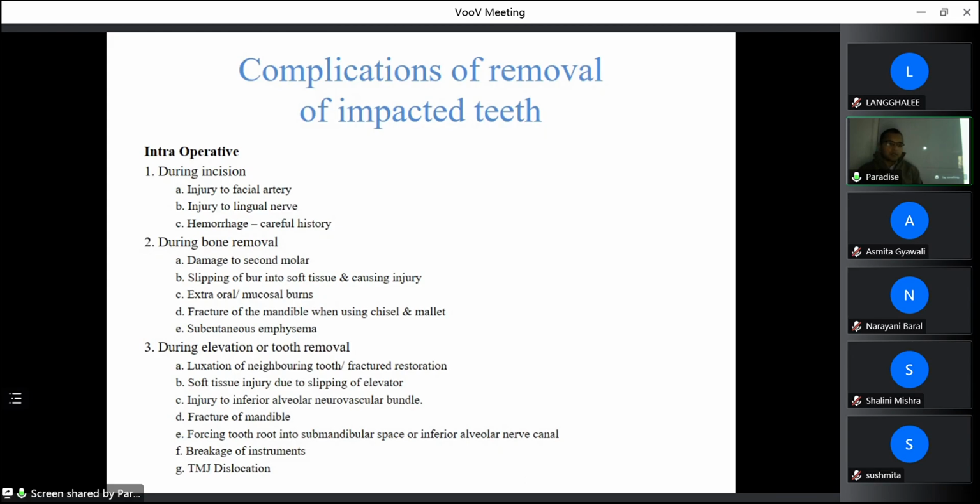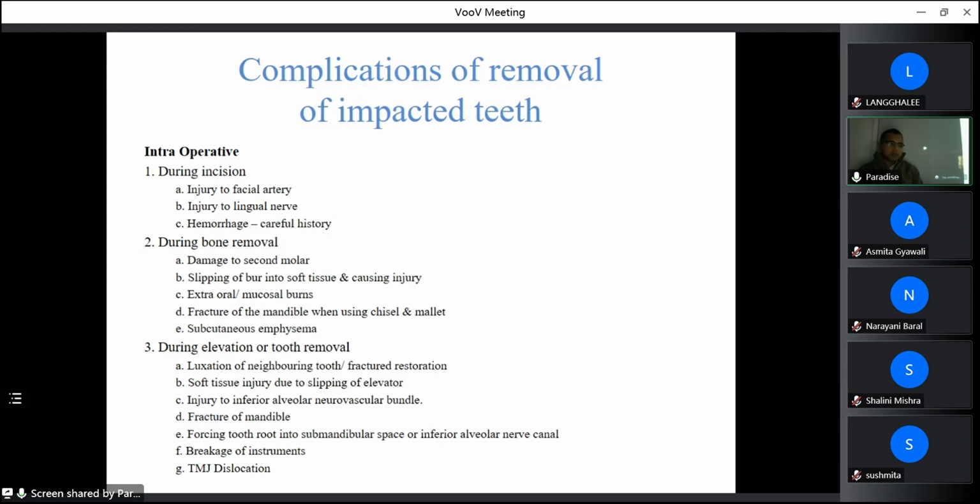Another problem is hemorrhage. Whenever you are doing the surgery, try to raise the mucoperiosteal flap properly. If you breach the periosteum, there will be soft tissue bleeding, so the visibility will be reduced. There will also be oozing of blood from the bone. And the most important thing, you have to take a careful history. The patient may have been taking warfarin, an oral anticoagulant, for a cardiac reason, or the patient may have a history of stroke. Such patients usually take warfarin.